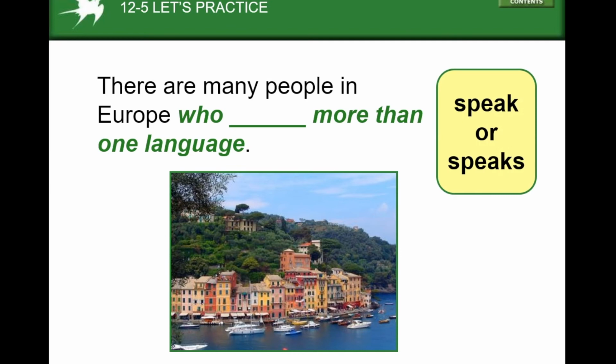In this sentence, the verb in the adjective clause is plural, speak. There are many people in Europe who speak more than one language. Why speak? Because who, the subject pronoun, refers to people. Well done you!